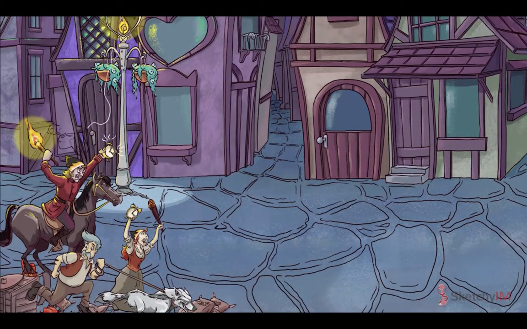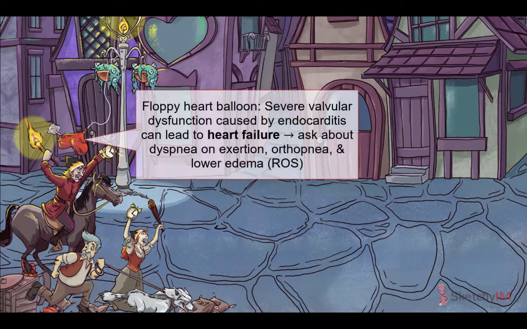As you might expect, stuff growing on valve cusps makes them less effective at being valves. Severe valvular dysfunction caused by endocarditis inevitably leads to heart failure, represented by the recurring sketchy symbol, the floppy heart balloon. Make sure to ask your patient about classic heart failure symptoms like dyspnea on exertion, orthopnea, and lower extremity edema. For more details on the clinical presentation of heart failure, check out our chronic heart failure sketch.